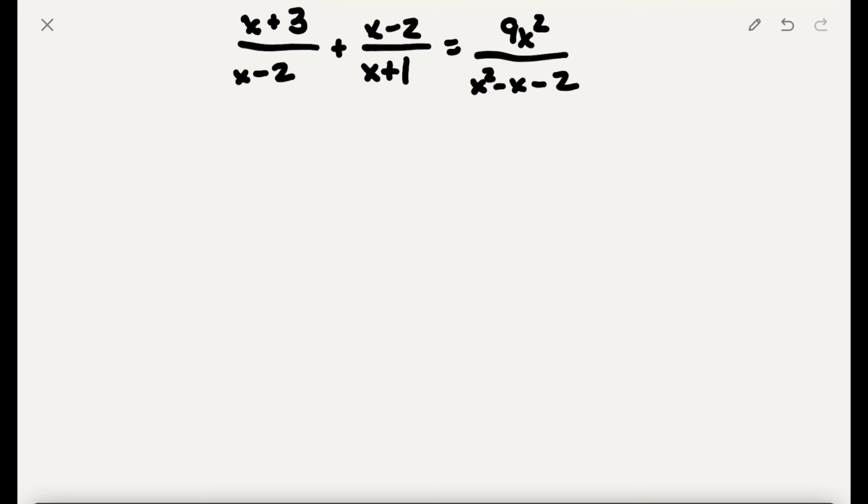All right, to solve this problem, the first thing we're going to need to do is figure out what values x cannot be. So in this case, x cannot be equal to 2 or -1. The next step I'm going to do is factor everything out.